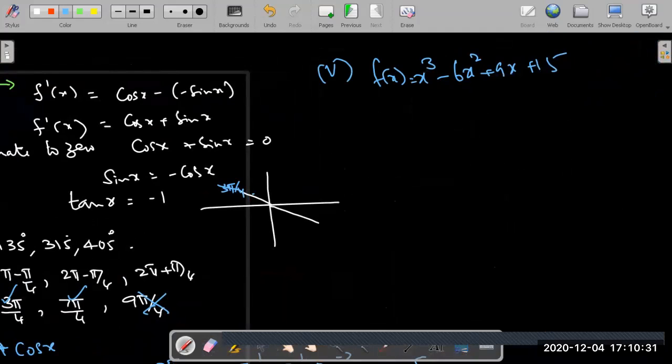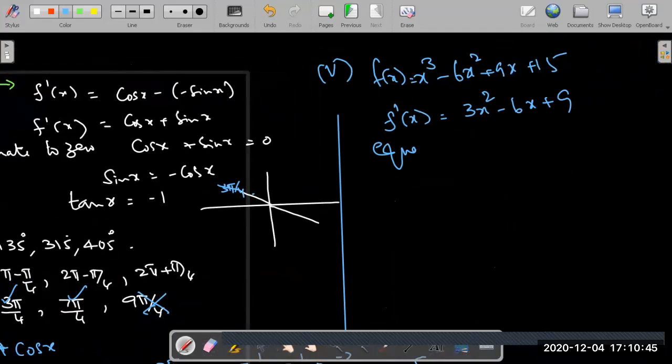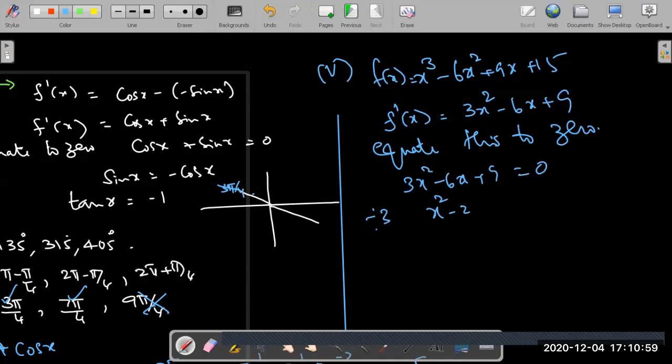So procedure is exactly same. So we'll take f dash x equal to 3x squared minus 6x plus 9. So equate this to 0. Then you'll have 3x squared minus 6x plus 9 equal to 0. Divide by 3. So you get x squared minus 2x plus 3 equal to 0.